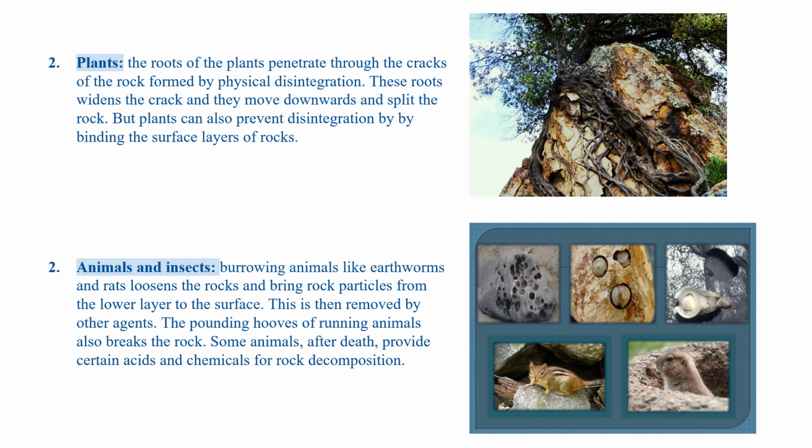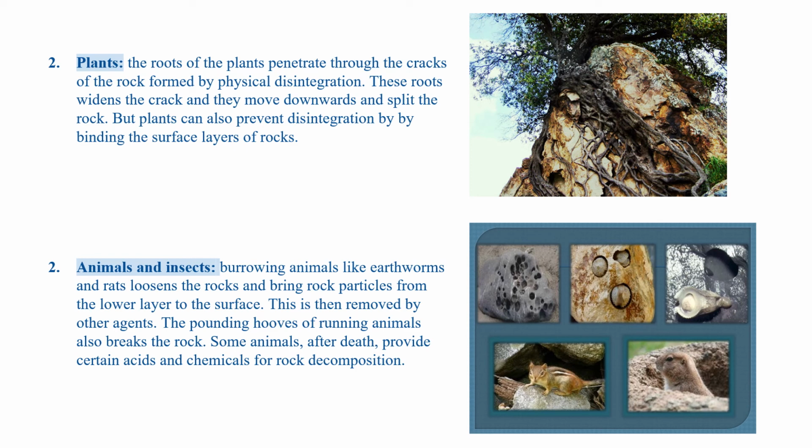Plants. The roots of plants penetrate through the cracks of rock formed by physical disintegration. These roots widen the crack and they move downwards and split the rock. But plants can also prevent disintegration by binding the surface layer of rocks.